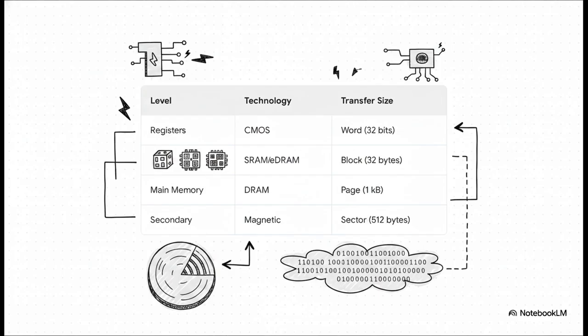Then we step down a level to the cache, using SRAM or embedded DRAM, transferring slightly larger chunks of about 32 bytes. Keep going down to main memory. We're using cheaper, bulkier DRAM, moving whole kilobyte pages of data at a time. And at the very bottom, secondary memory, like magnetic disks, move entire 512-byte sectors. We are quite literally stitching completely different, highly specialized physical materials together to make this entire thing work.